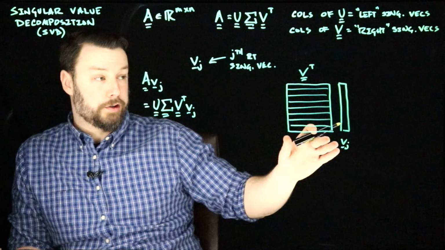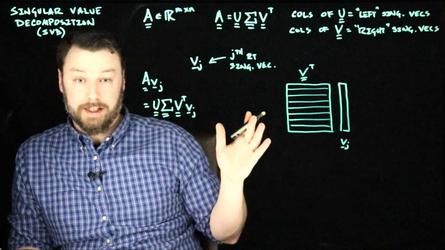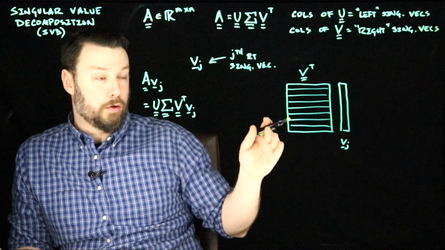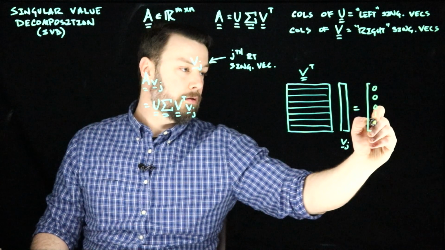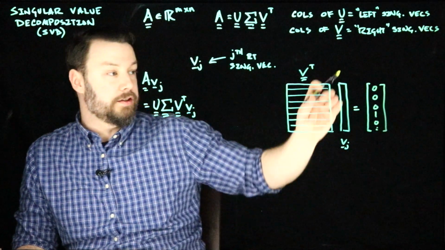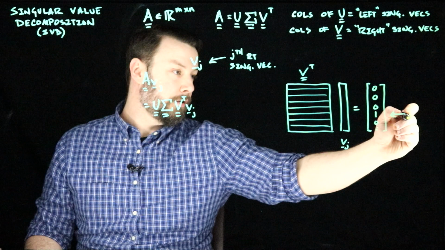Vj is orthogonal to all of these rows except one, which is itself. And it's orthonormal, so that will be a 1. So what happens is, when we do this multiplication, it sort of slices out the jth entry. So we get zeros everywhere except for in entry j.